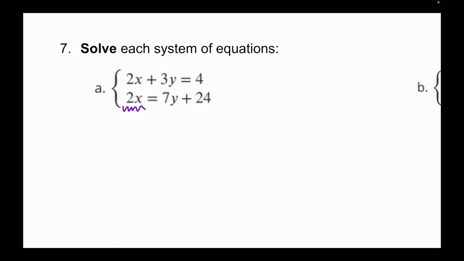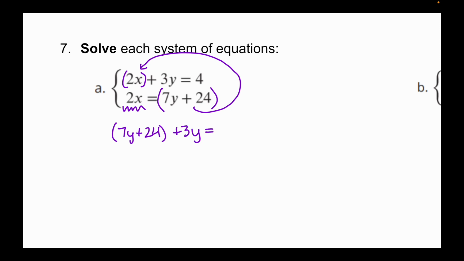Well, I see the 2x by itself over here, and I do see that 2x is actually in the equation above. So I can substitute for that whole thing, this right here of 7y plus 24. So that's what we're going to do. 7y plus 24 is going to replace this whole statement here. So what would that class look like with a sub? Well, instead of that, they'd have 7y plus 24. And then we would still have plus 3y and equals 4. I don't need to keep the parentheses here, so I can drop those.